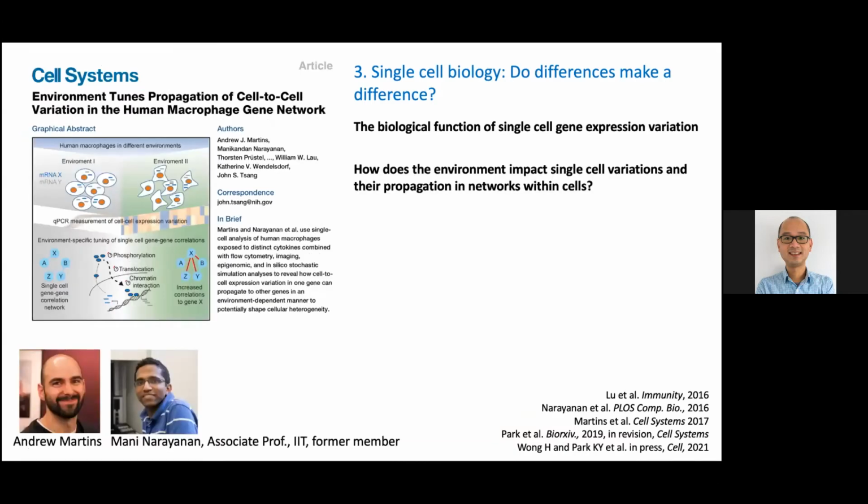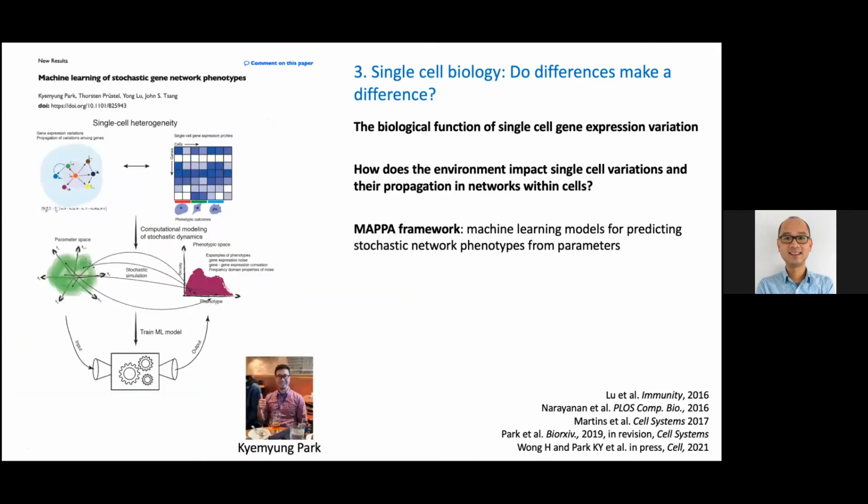As a second example, here we use human macrophage as a model to study how the environment shapes gene expression variation across single cells and how that variation can propagate in signaling in gene networks. And motivated by the observation of the macrophage work, we also developed a framework called MEPA that basically trains machine learning models to more accurately predict phenotypes emerging from gene network dynamics.